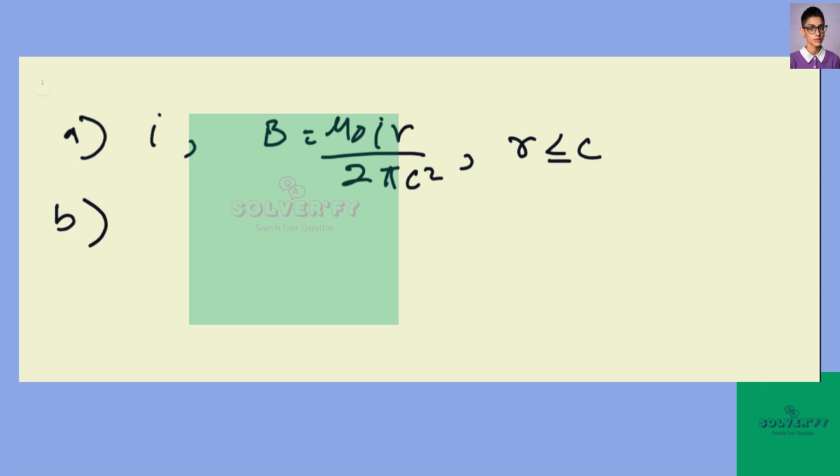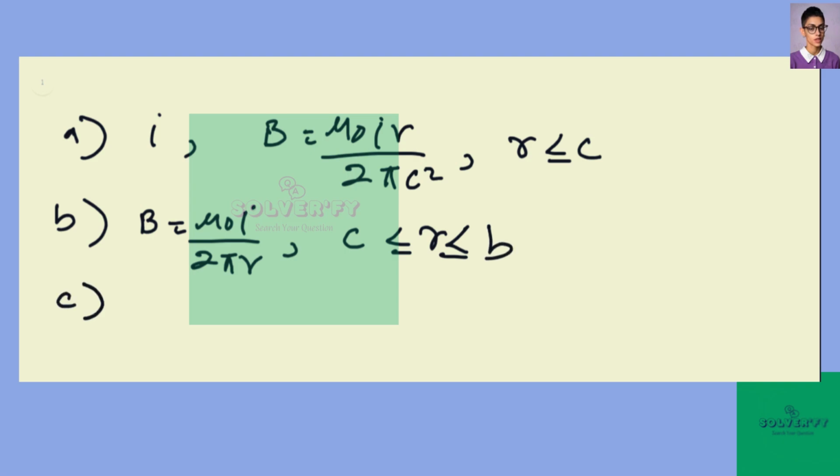Part B. For part B, we have B equal to mu naught I divided by 2 pi r, where c is less than or equal to r, and r is less than or equal to b.